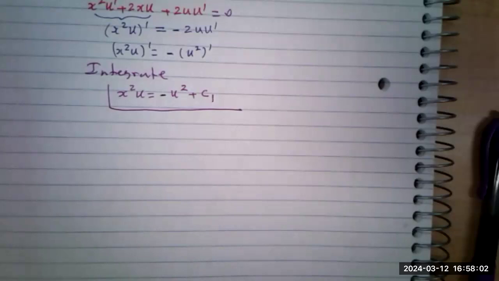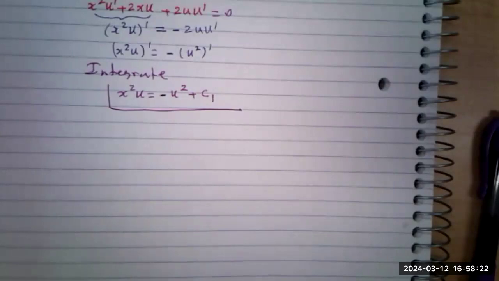Wait, how come only the right side when you integrate gets a constant? Why not the left side? There is going to be one constant. They both get a constant, you are just combining them. It's because anytime you integrate, you get one constant. It doesn't matter whether it's on the left or the right.